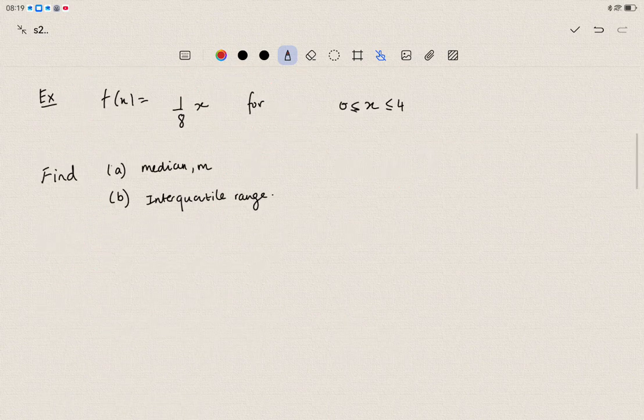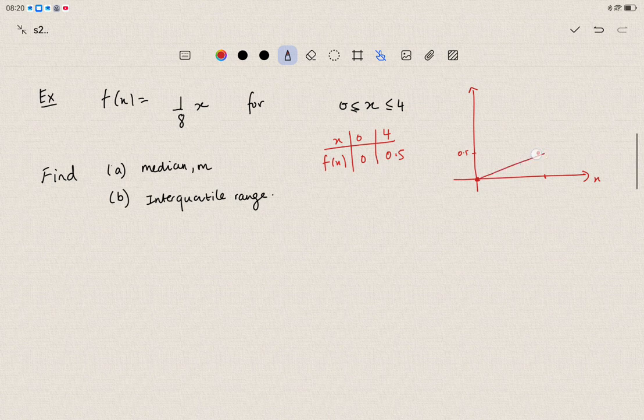If you have fx equal to 1/8x, donc ça c'est, it's a straight line usually. If you want to sketch it, a straight line, we have values of x 0 and 4, and fx would be 0 and 0.5, 4 sur 8. Donc 0, 0, ça commence ici, et 4, 0.5, peut-être par là. Our graph is like this. Ça c'est fx equal to 1/8x.